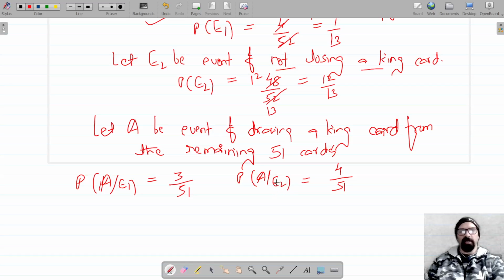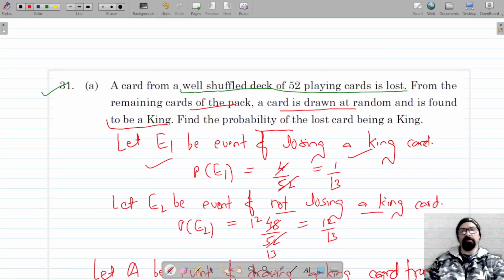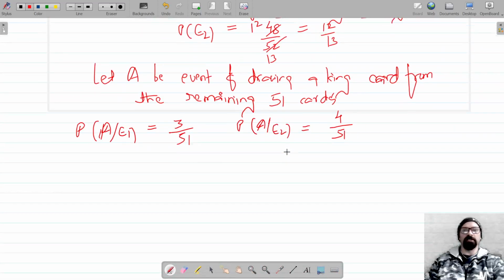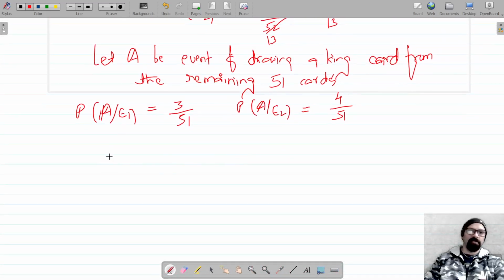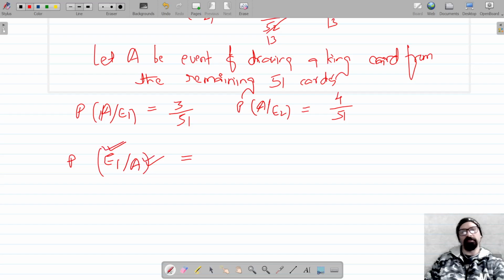Now what is asked in the question is that we have to find the probability of the lost card being a king. So that means the lost card is a king, and now we have to get a king when the lost card is a king. We have already got the king, so this is what we have to find. That is, the probability of getting a king card when the lost card is a king.